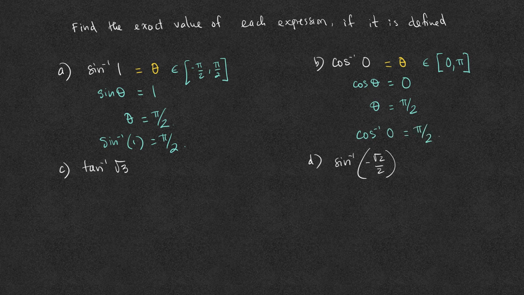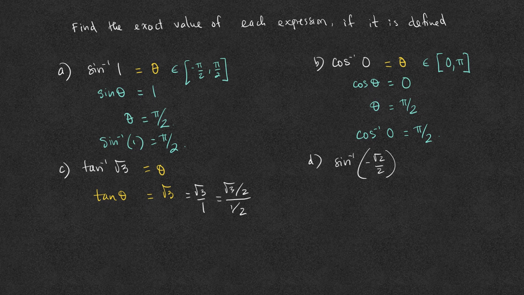Tangent inverse of root 3, we let it equal theta and rewrite this as tangent of theta equals root 3. The trick with tangent is that we set it as a ratio. Root 3 is the same as root 3 over 1, and then we would divide it by 2 in both numerator and denominator. Notice that this complicated expression is simply root 3.